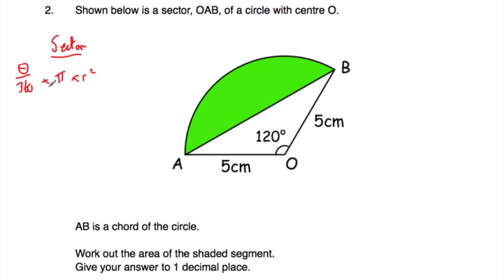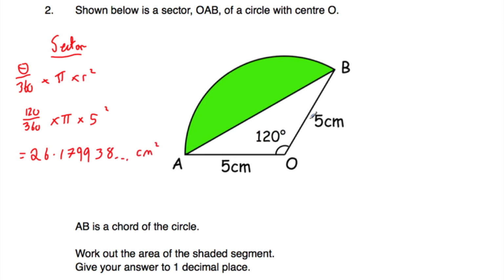So let's work out the area of the sector. So theta is the angle, which would be 120 degrees, over 360, multiplied by pi and multiplied by the radius of the whole circle, which is 5 squared. And now if we work this out, we get the area of the sector, which would be equal to 25 over 3 pi, or 26.179938 and so on centimeters squared. So that's the area of the whole sector.